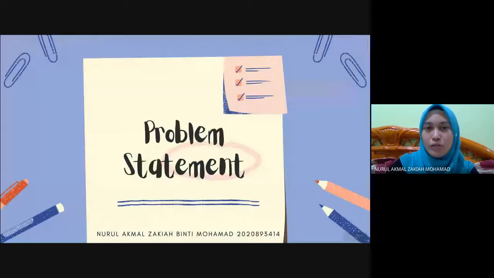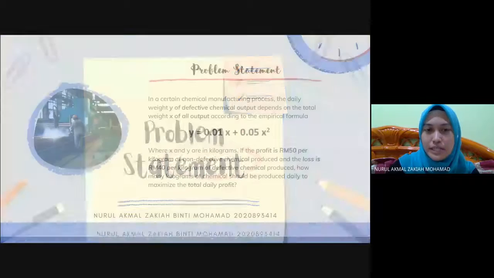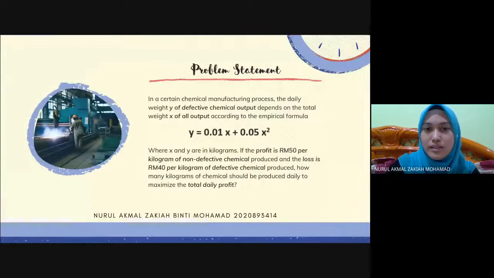Now I'm going to give one example of application of differentiation. The question is, in a certain chemical manufacturing process, the daily weight Y of defective chemical output depends on the total weight X of all output according to the empirical formula, where Y is equal to 0.01X plus 0.05X squared, where X and Y are in kilograms. If the profit is 50 ringgit per kilogram of non-defective chemical produced, and the loss is 40 ringgit per kilogram of defective chemical produced, how many kilograms of chemical should be produced daily to maximize the total daily profit?